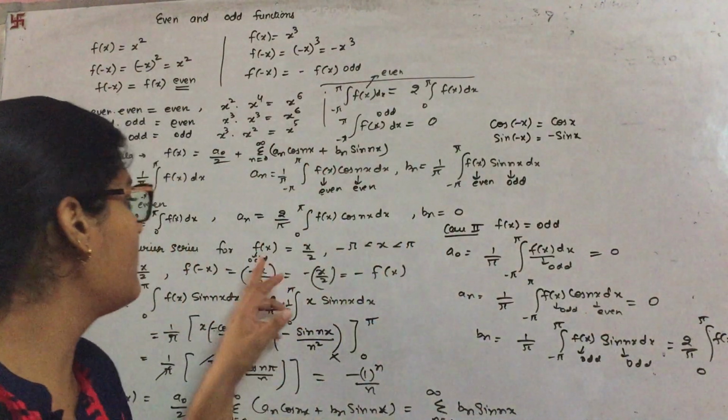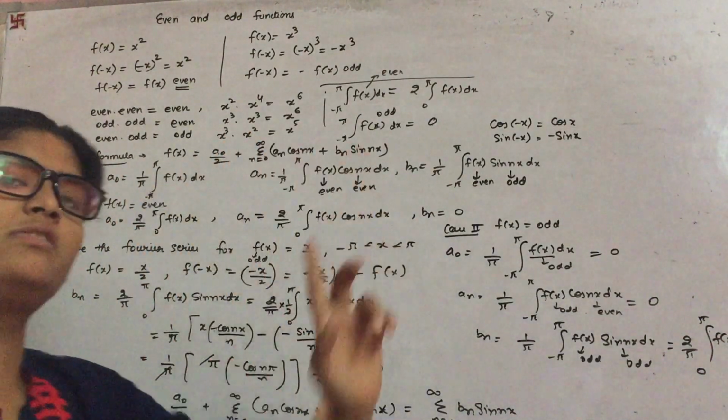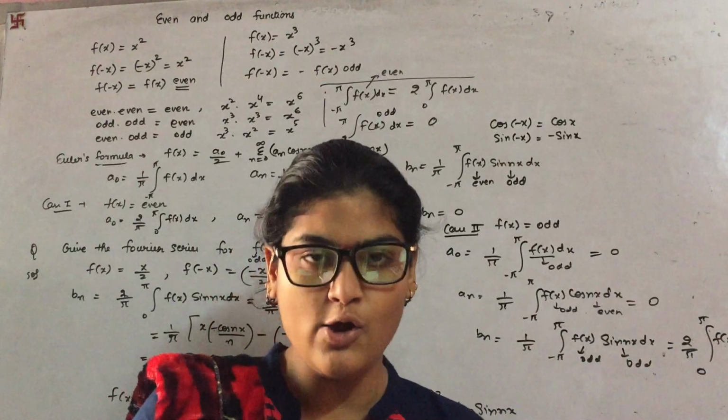If you are given an even function, then you have to only calculate a0 and an and just substitute these values into the Euler's formula. I hope you understand.